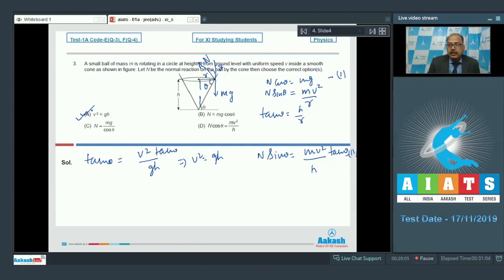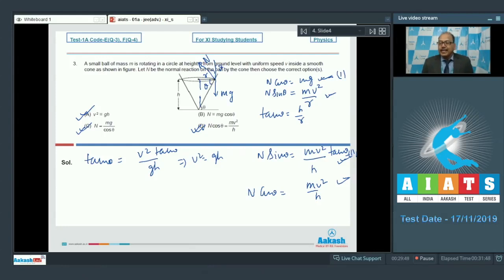Let's look at other options now. N is equal to mg cos theta will be wrong because N is mg by cos theta. So option C is correct. And option D says N cos theta is equal to mv square by h. So we can use this equation now, and if we put tan theta is equal to sin theta by cos theta, we will get N cos theta equals mv square by h. So that means option D is also correct. So for question 3, options A, C and D are correct.